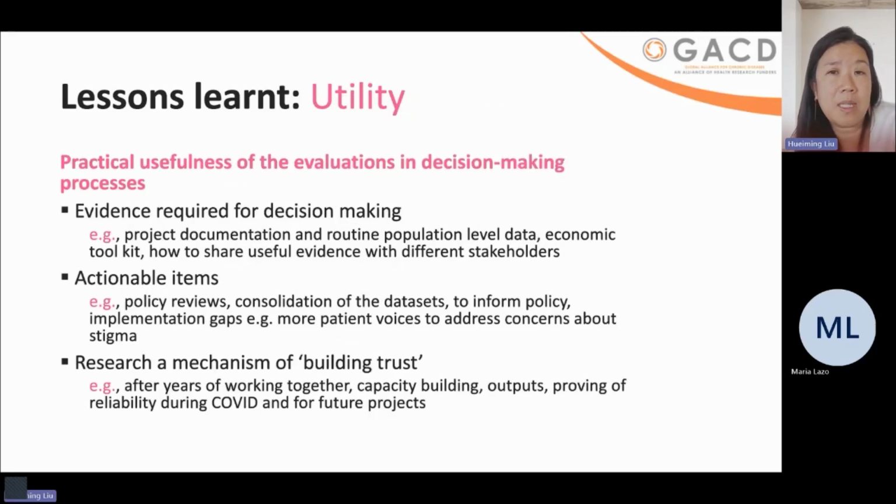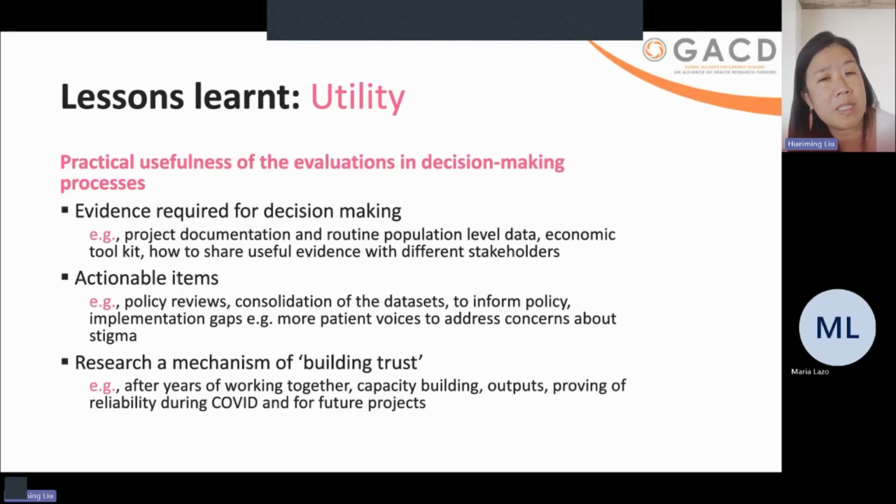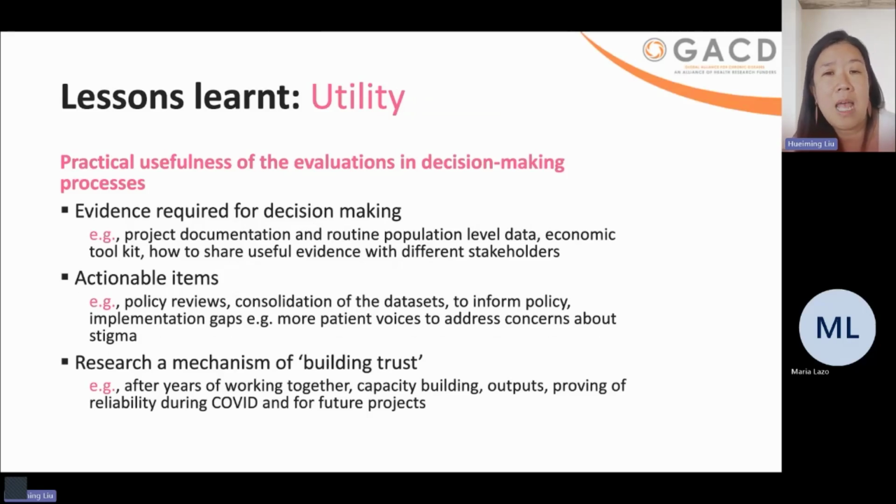So moving on, acceptability was around the utility of the evidence from the evaluations and decision-making processes. There were three key things that came up. One was the evidence required for decision-making, and as mentioned in the feasibility, a lot of this was around the data sources, but specific for scale up, it's looking at routine population level data and what was available, what was not, and seeing whether the researchers could sometimes triangulate the different population level data in a useful way for the end users.